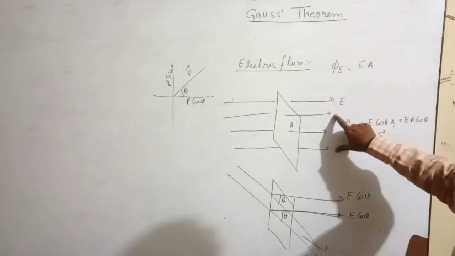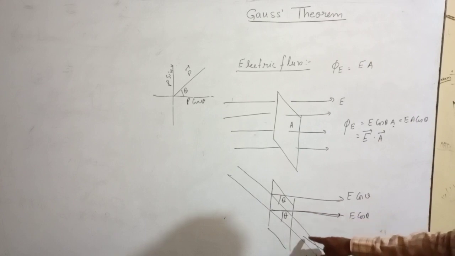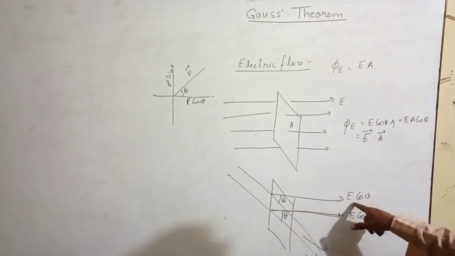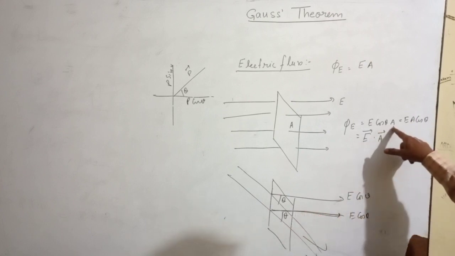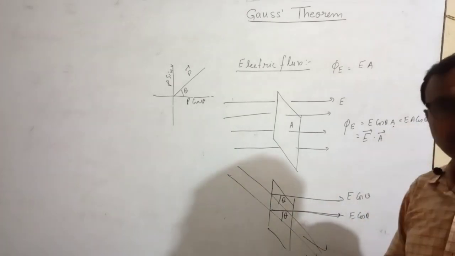Phi E, when all are perpendicular, you can write like this. When these are making an angle from the perpendicular direction, then you write E cos theta. So E cos theta into A, E A cos theta. This can be written as E dot A.